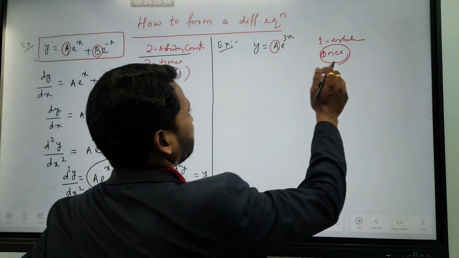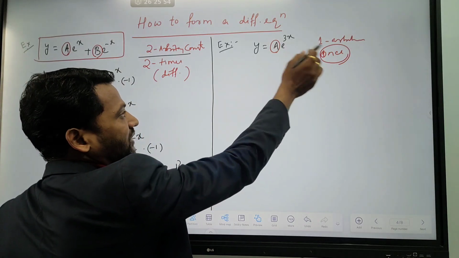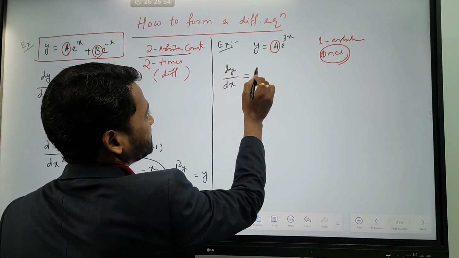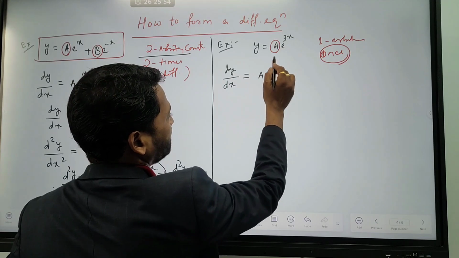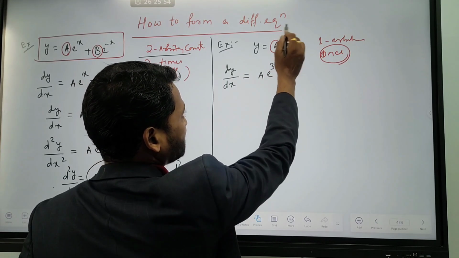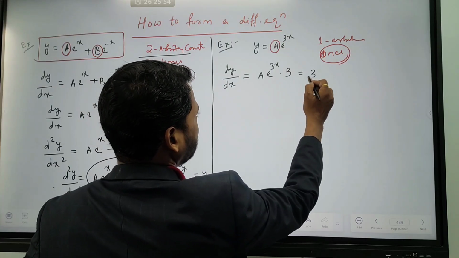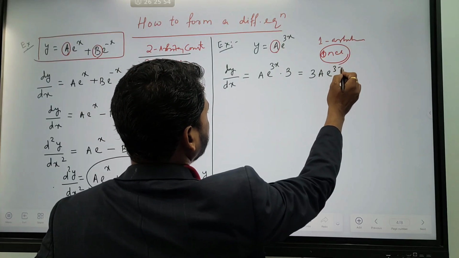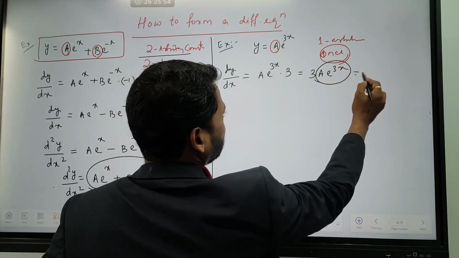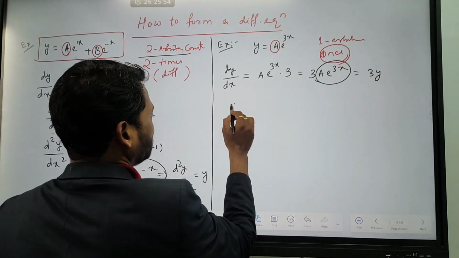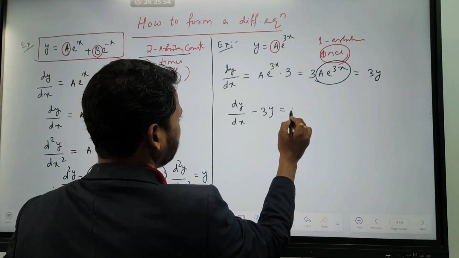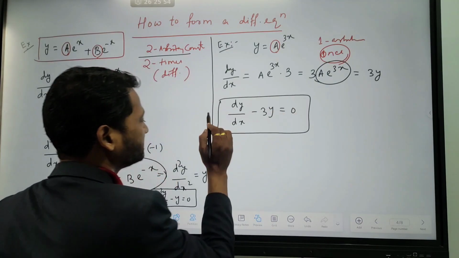So coming to the second example, here I have taken only one arbitrary constant. You just have to differentiate this function once. If you differentiate, a is a constant and comes outside, the differentiation of e to the power 3x is e to the power 3x, and again the differentiation of 3x is 3. So that means 3 into a e to the power 3x. Okay? So what is a into e to the power 3x? It is y. So I can write 3y. So dy by dx minus 3y will be 0. This is your differential equation.